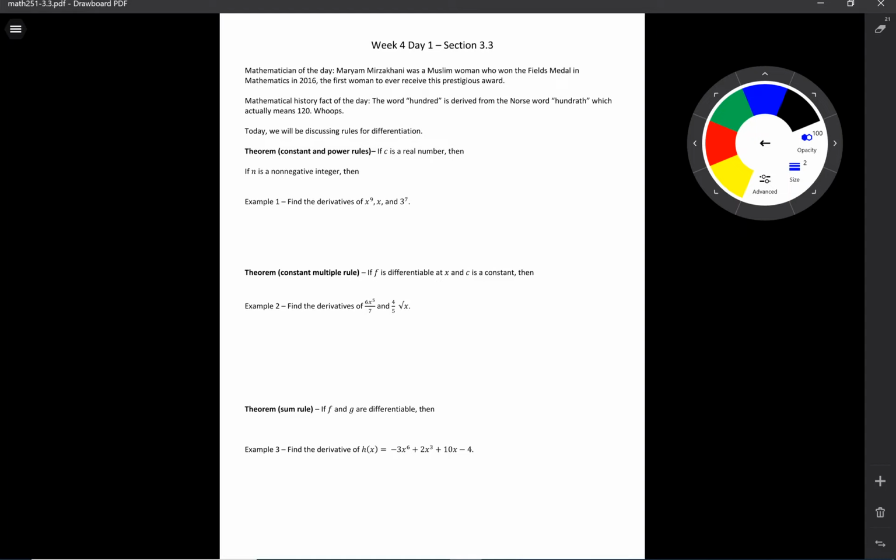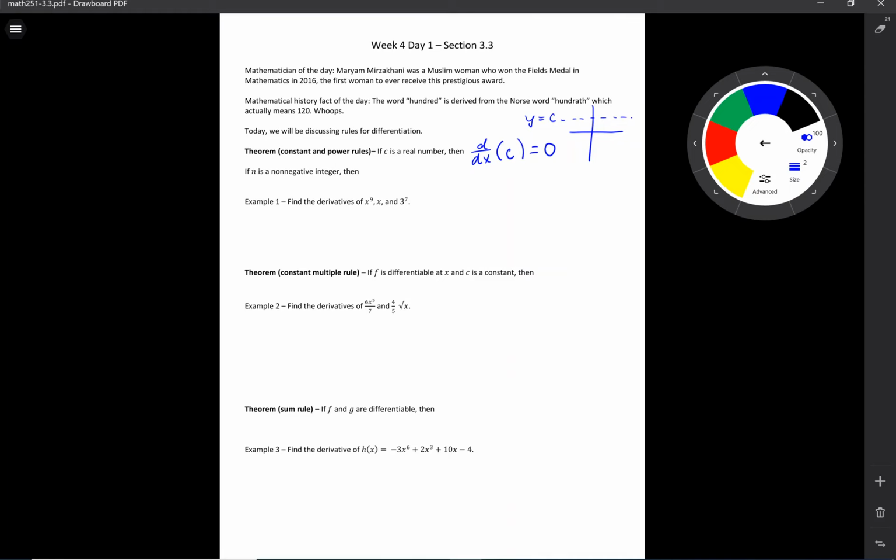So our first rule is called the constant and power rule, and it says the following. If c is a real number, so just a number, then the derivative of c is equal to 0. Now this makes sense. If we think about a graph of a constant function, this would be the line y equals c. The derivative is the slope, and this line does not have any slope. So that makes our derivative equal to 0.